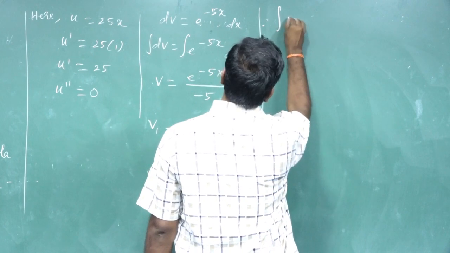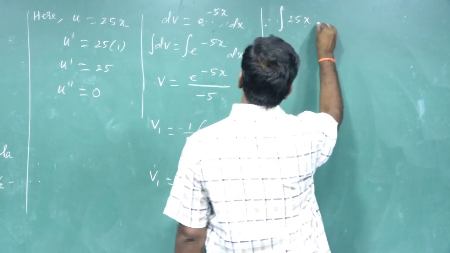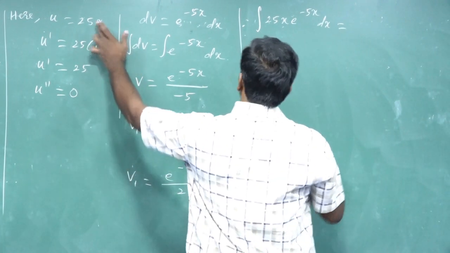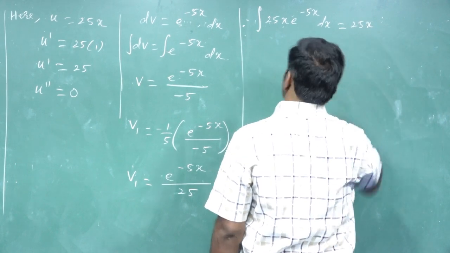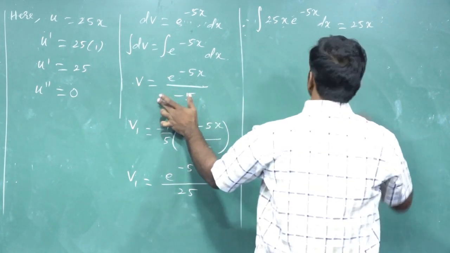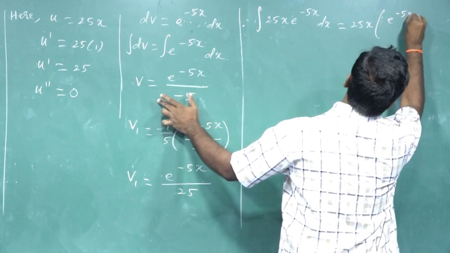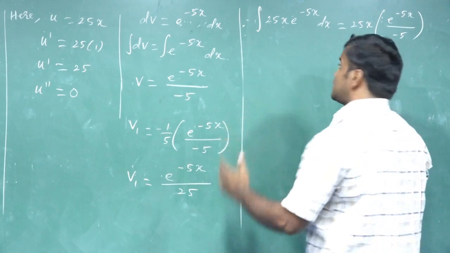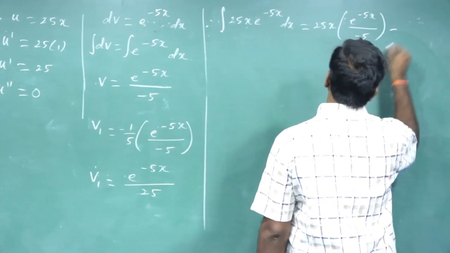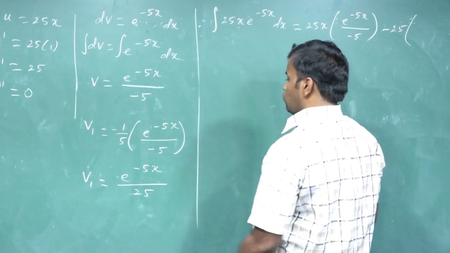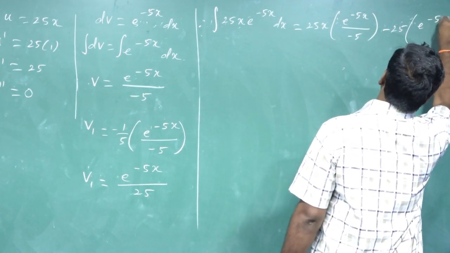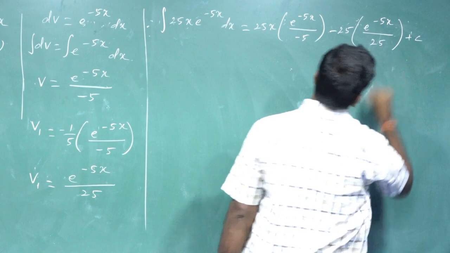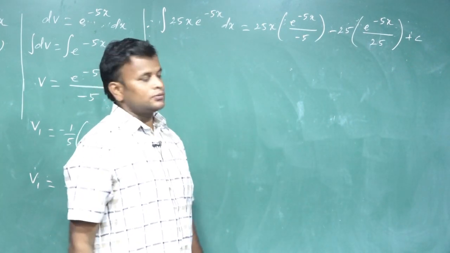Integrating of u into dv, e power minus 5x into dx, is equal to u, 25x, into v. The value of v is e power minus 5x by minus 5. Okay, uv by our formula, minus u dash 25 into v1, e power minus 5x whole divided by 25. I write plus c because all the remaining terms are 0.